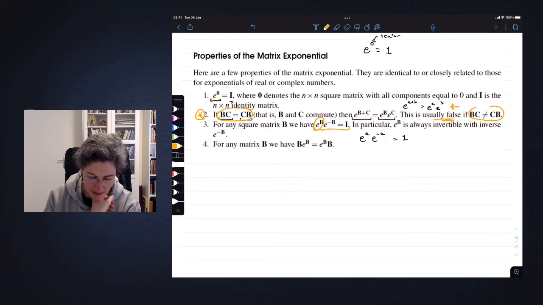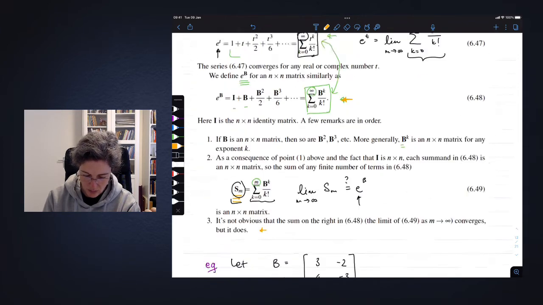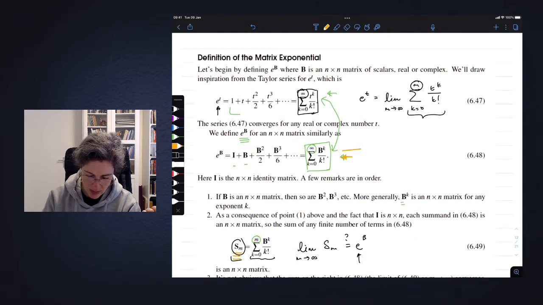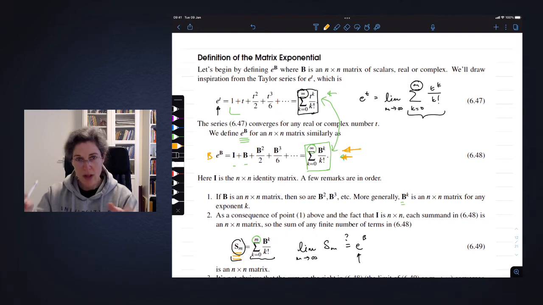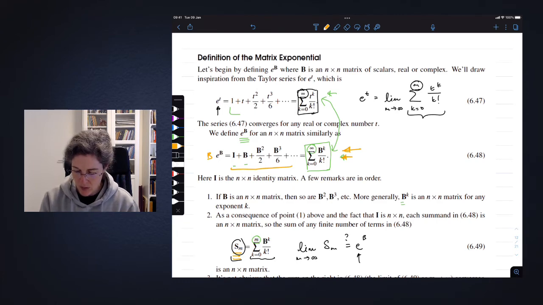And finally, we have this identity over here. B times its matrix exponential commutes with e to the b times b. And you could go back to the definition of e to the b to see why that is. So we know we've got this definition over here, e to the b, and if you can imagine, you just multiply by b all the way through, then you could take the b out on this side on the right, and you'd end up with the same equation. So that's how that works.